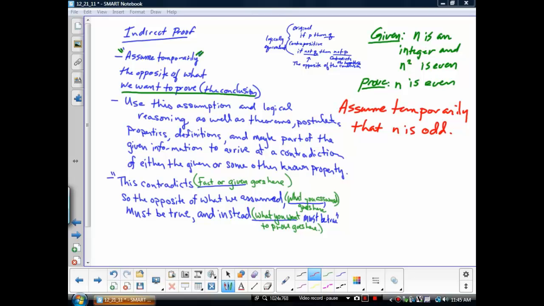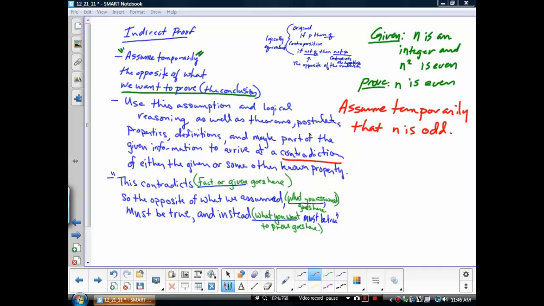Now we're at the middle piece. We're going to use this assumption and logical reasoning to arrive at a contradiction. What does a contradiction mean? Branson, what is a contradiction? Do you ever contradict your parents? Yes. They say something, you say something exactly the opposite. I do contradict you. You also contradict me. Exactly, that's a contradiction. Back to that argument.